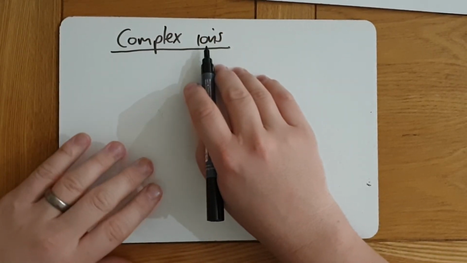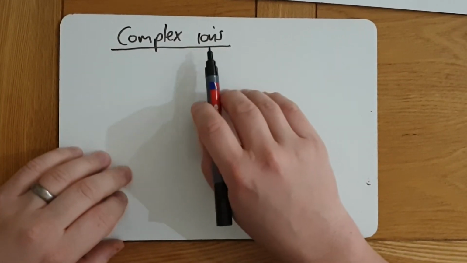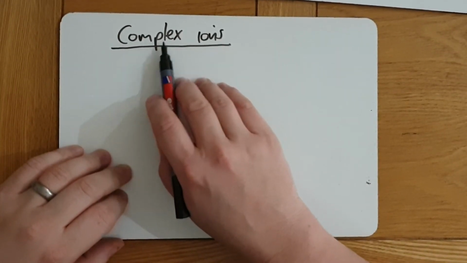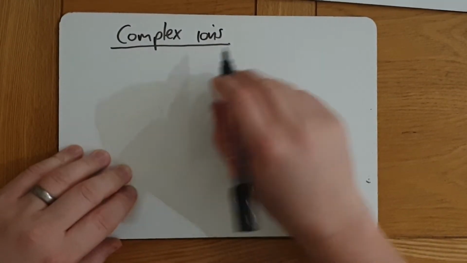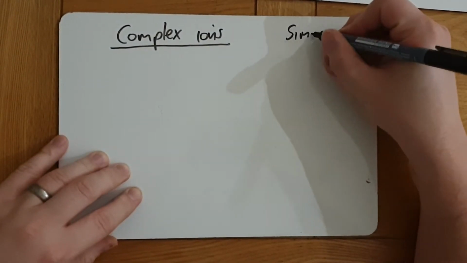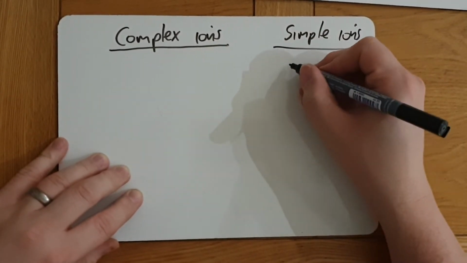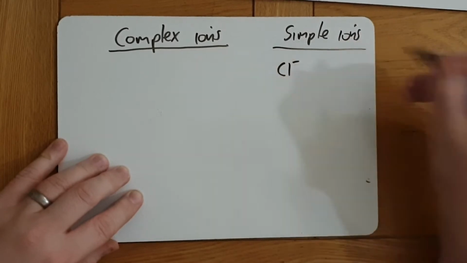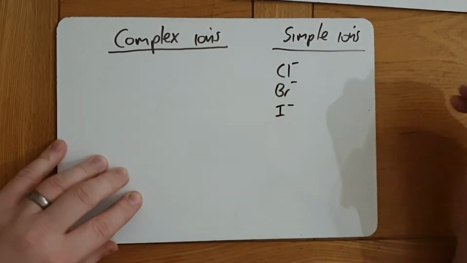So complex ions. A simple ion is just made of one particle. A complex ion is more complicated, it's made of more than one particle. So if I put simple over here, simple ions, as in like Cl minus or Br minus or iodine I minus.